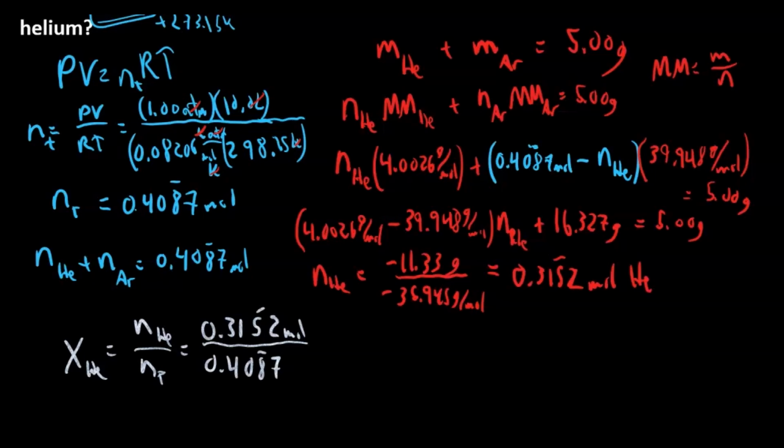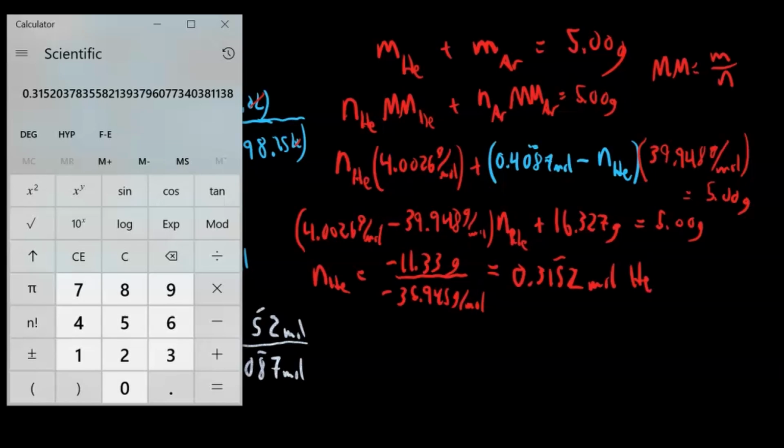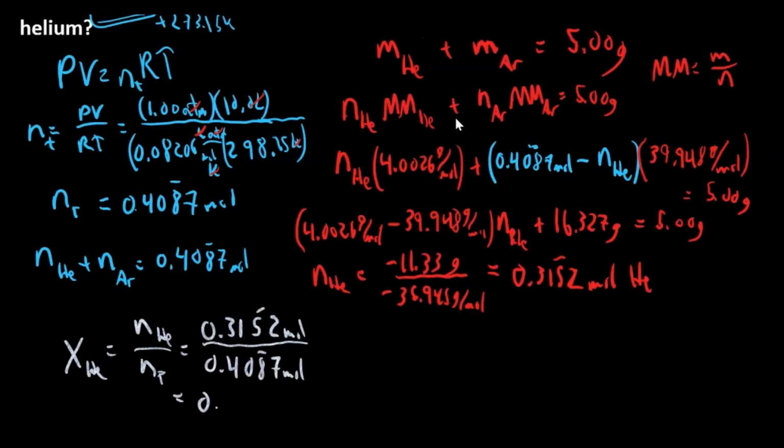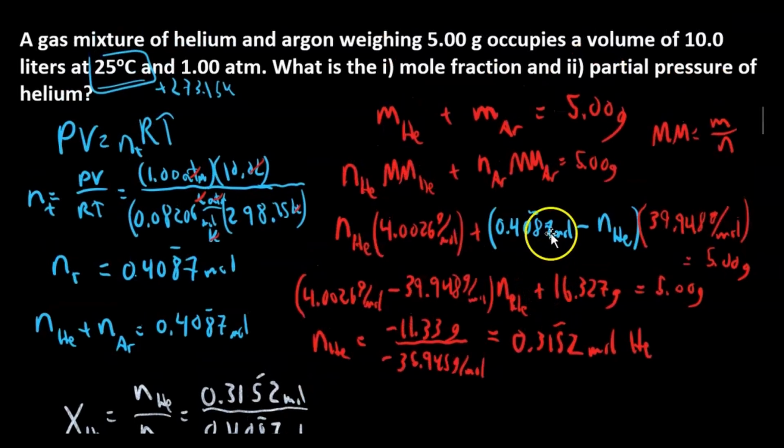Which is 0.4087 moles. Oh, I already had it in my calculator. 0.3152 divided by 0.4087 is 0.771. Only 3 sig figs, but we'll keep that 2. We don't really need to keep it. But anyway, your answer is 0.771. So that's part A, that's the mole fraction.